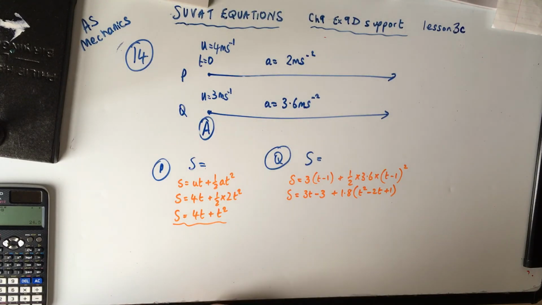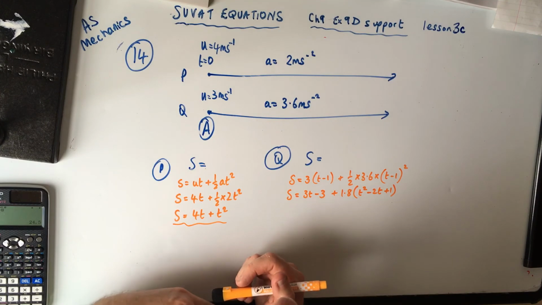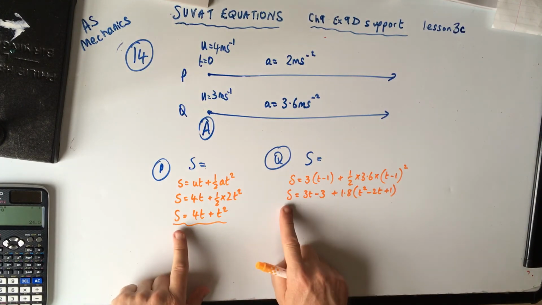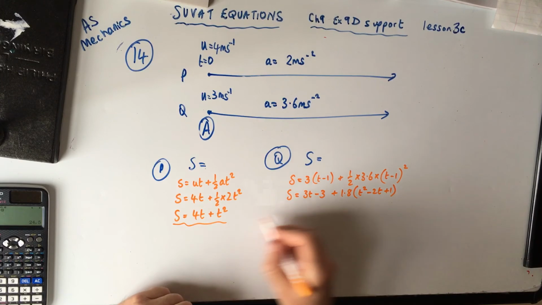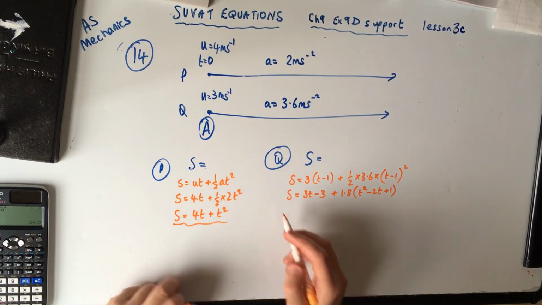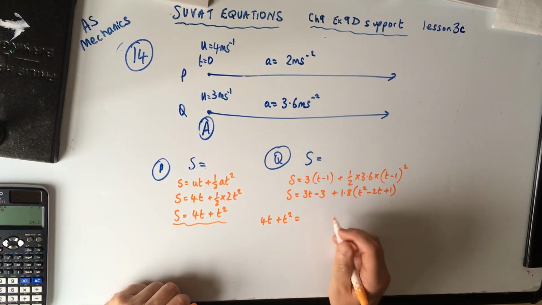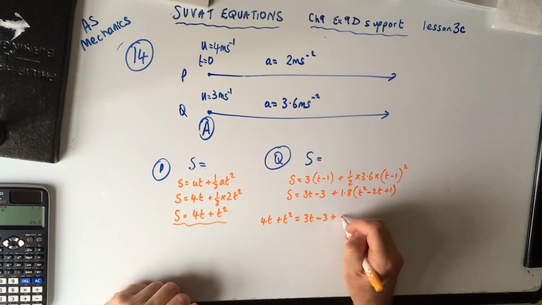Okay. So what are we trying to find with this then? It says for 14, find the value of t where these particles meet. Well, they meet, they've travelled the same distance, so what we'll do is put it as simultaneous equations. We're putting these s's the same. So we're saying when 4t plus t squared equals 3t minus 3 plus, and I'm going to multiply all that out now.